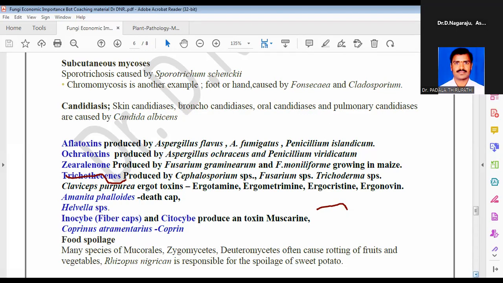And you know, already told you, Amanita phalloides, death cap, Amanita muscaria, death angel. You know Inocybe, which produces muscarine, that is also a toxin which causes death.